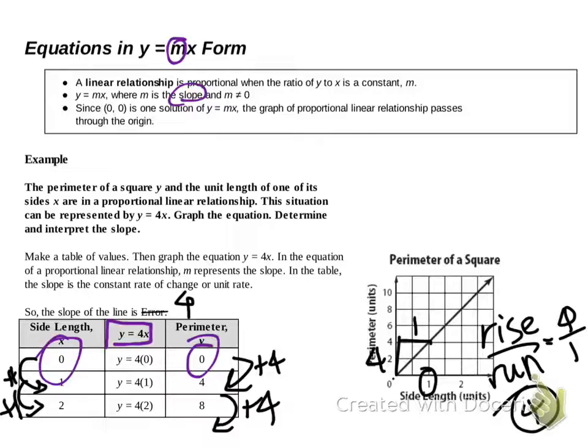So all of this is to say, here I'm going to take this equation. Here's y equals 4x. I can make a table, make a graph. Slope is 4. We're identifying that from that equation.